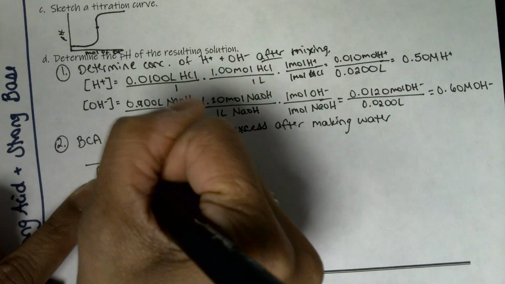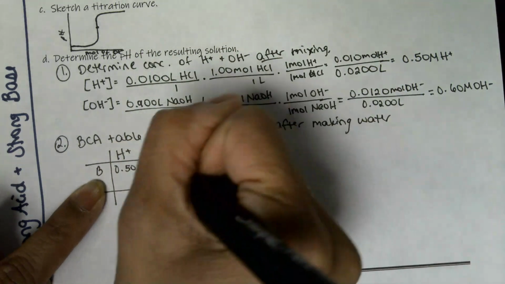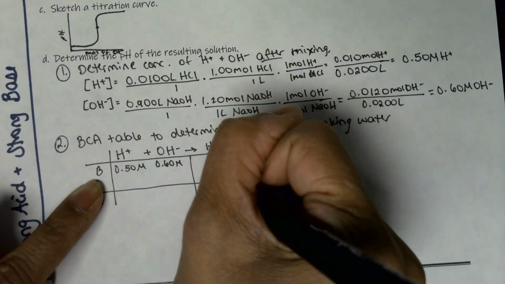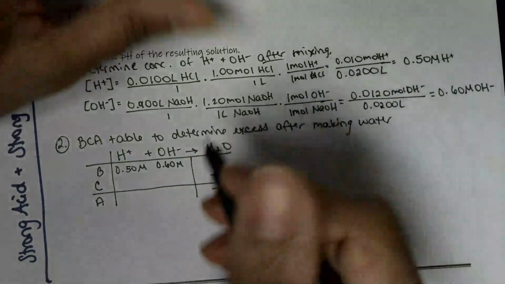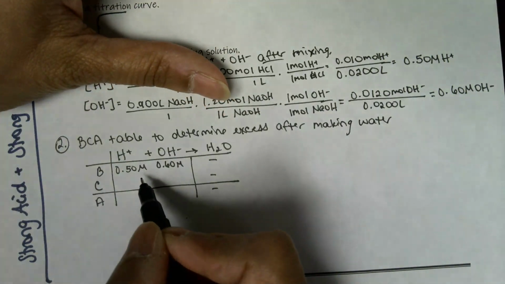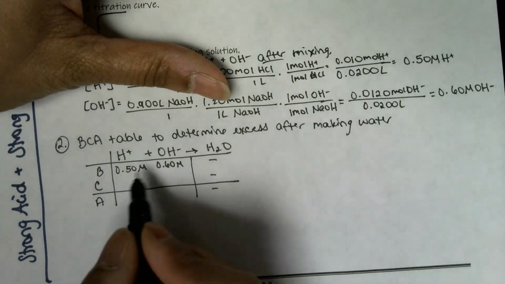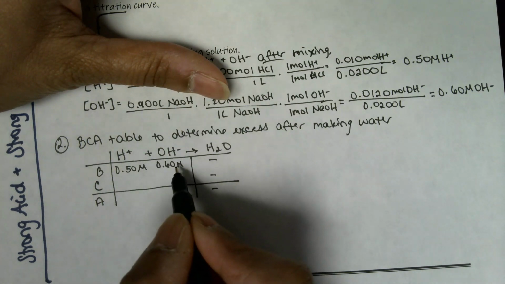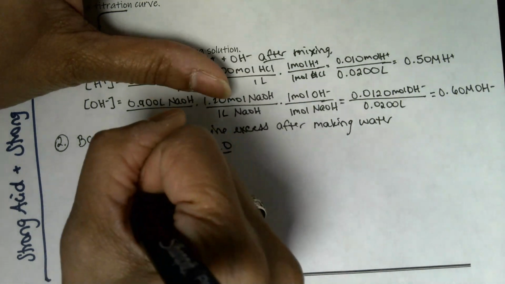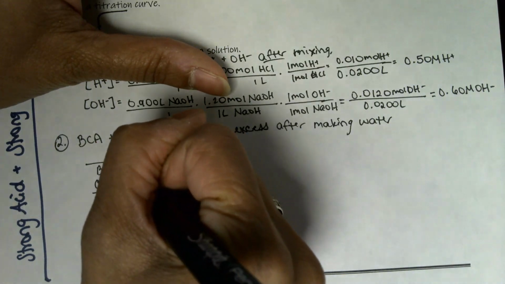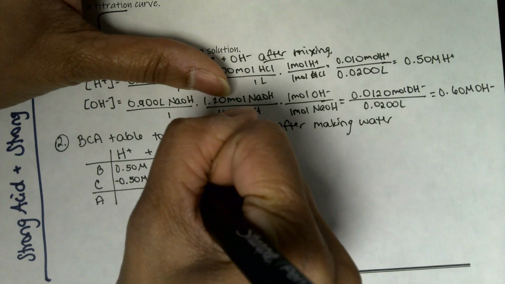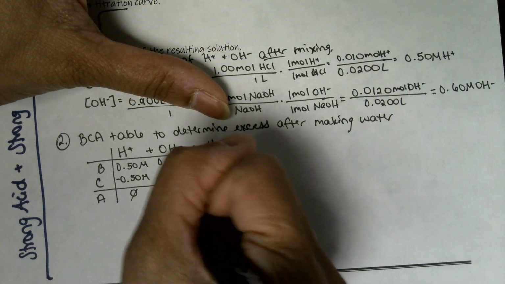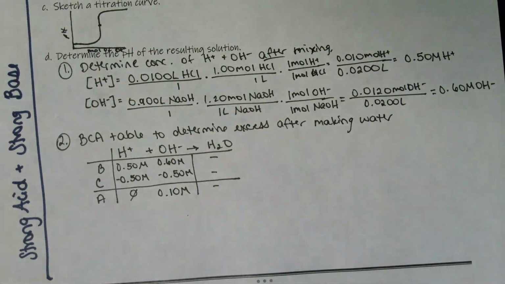From step 1, we figured out we had 0.50 molar H plus. OH minus, we had 0.60 molar. We're going to kind of ignore water here. Now, we just have to look at which one we have less of, i.e. which one's the limiting reagent. Since we had less H plus and more OH minus, that means the OH minus is your excess and your H plus is your limiting reagent. So we're going to subtract 0.50 molar from each one of those. We have 0 H plus left over, and we have 0.10 molar OH minus left over.